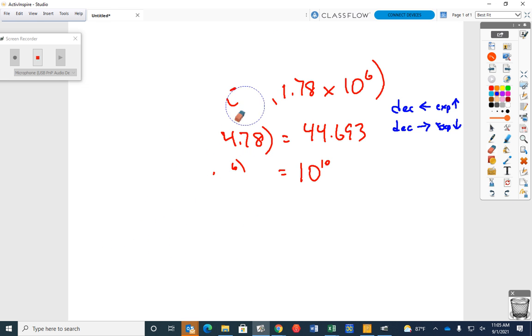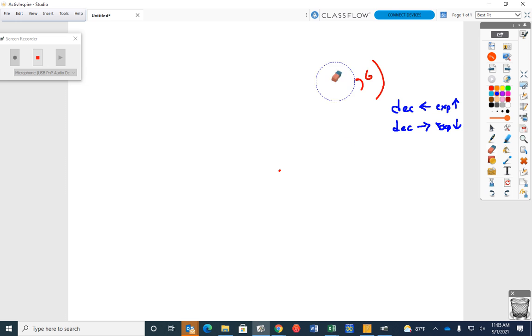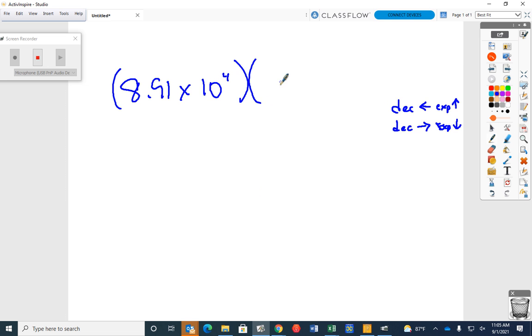Okay, so let's take a look at another one and tell me what is different about this one. Okay, I have 8.91 times 10 to the 4th, and I'm going to multiply that times 2.73 times 10 to the negative 7th. What's different? A negative exponent? There's a negative exponent. Do you think that changes anything about how we do this?